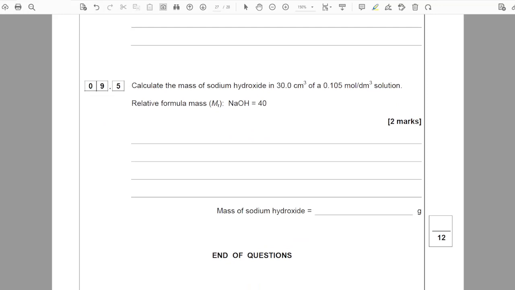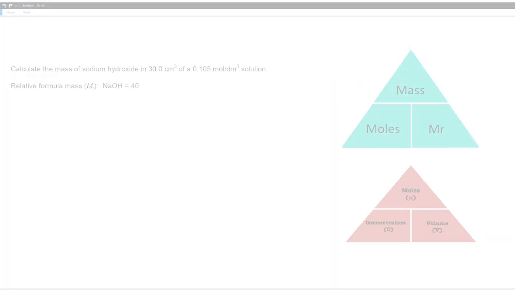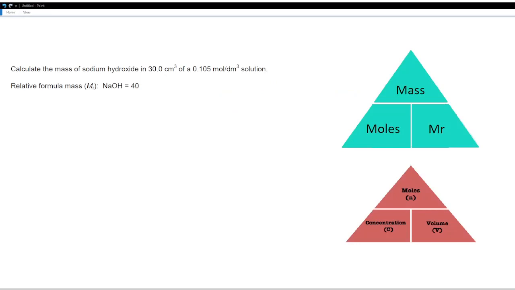9.5. Calculate the mass of sodium hydroxide in 30 centimeters cubed of a 0.105 mole per decimeter cubed solution. The relative formula mass of sodium hydroxide is 40. Again, I would write out my formulas that I may need. So mass is equal to moles multiplied by Mr, or relative formula mass, and moles is also equal to volume multiplied by concentration. Instantly, I would convert 30 centimeters cubed into decimeters cubed to make the equation work. So 30 centimeters cubed is 0.03 decimeters cubed. You need to divide by 1000.